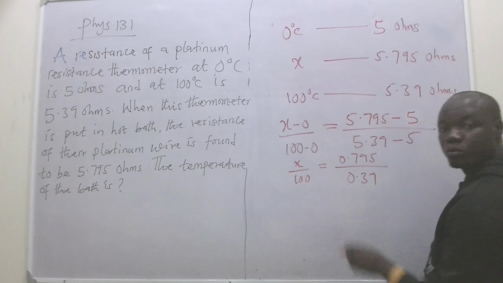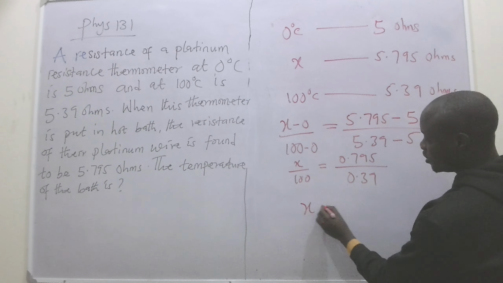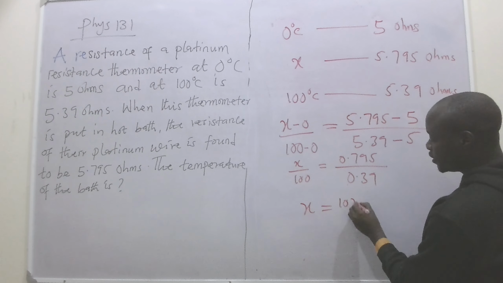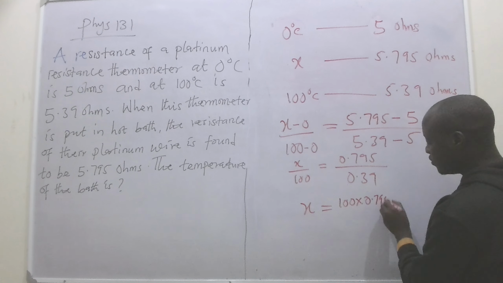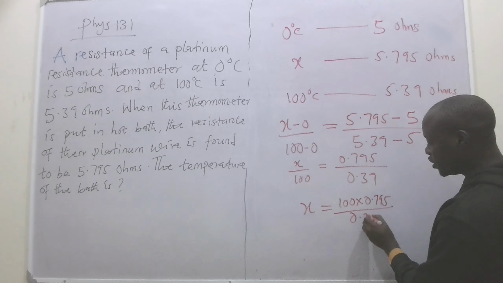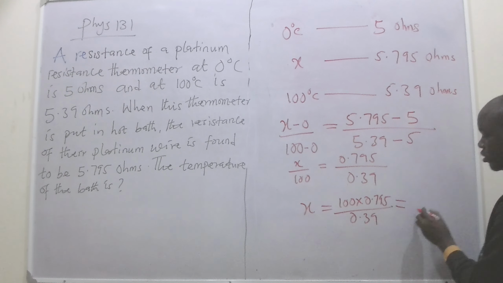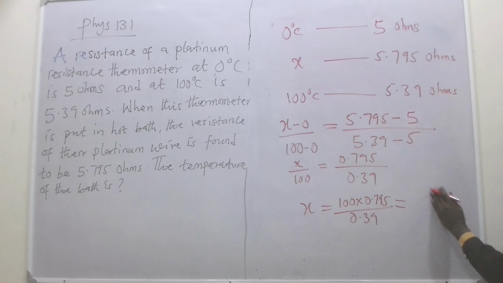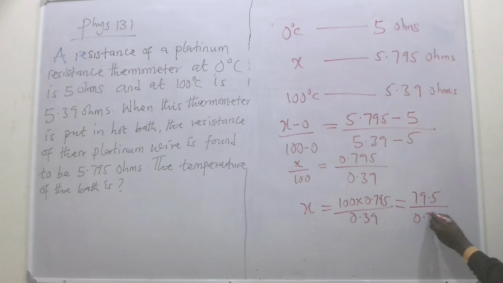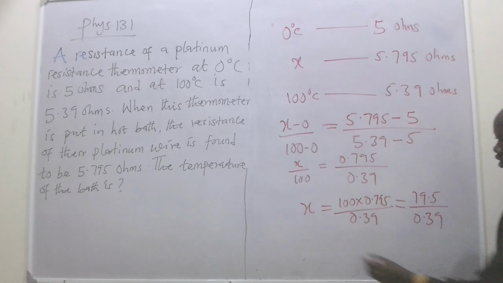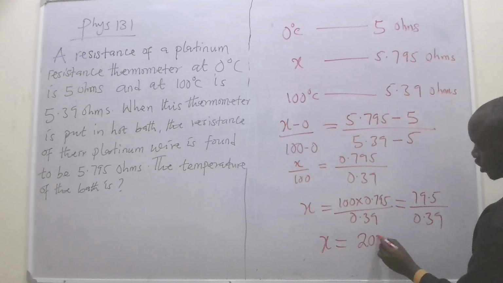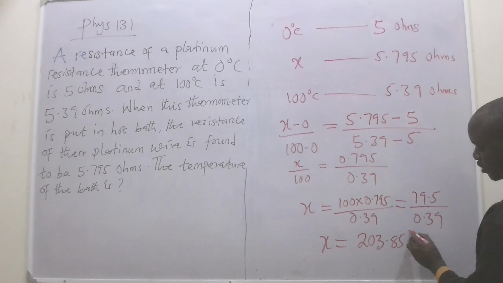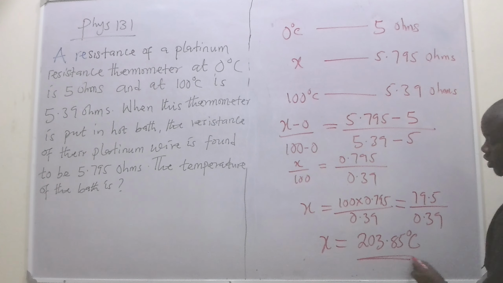We now cross multiply, which will give us x equal to 100 times 0.795 divided by 0.39. This gives us 79.5 divided by 0.39. So this divided by this will now give us x equal to 203.85 degrees centigrade. So this is the answer.